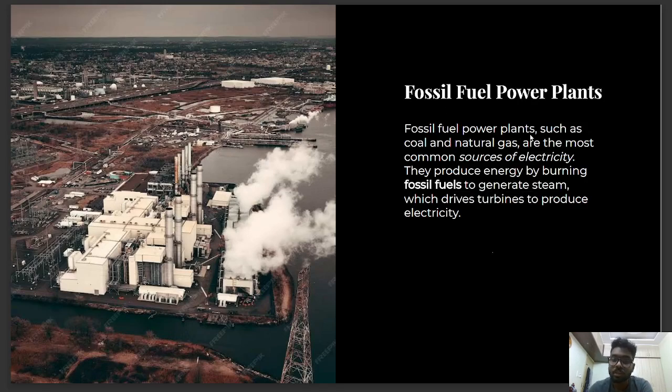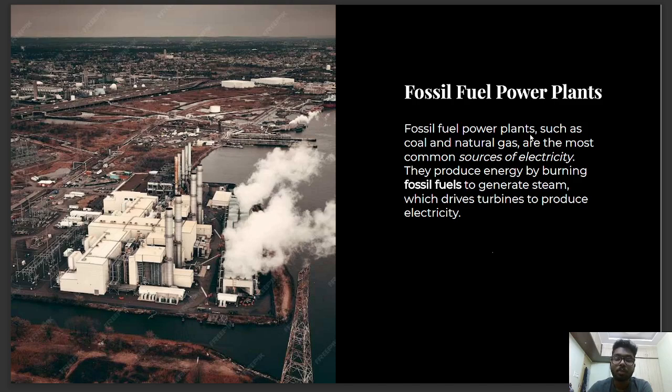Fossil fuel power plants such as coal and natural gas are the most common source of electricity. They produce energy by burning fossil fuels to generate steam, which drives turbine to produce electricity. So these type of power plants are most widely found power plants around India, and they are most preferred because their efficiency is more, and we get more energy by this method of preparation of energy.